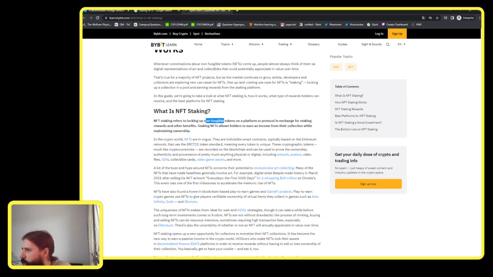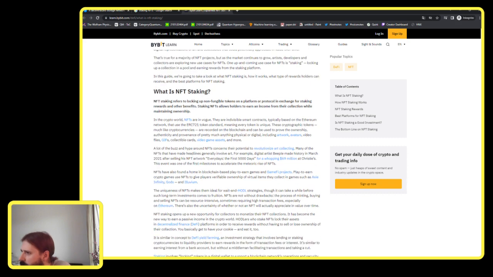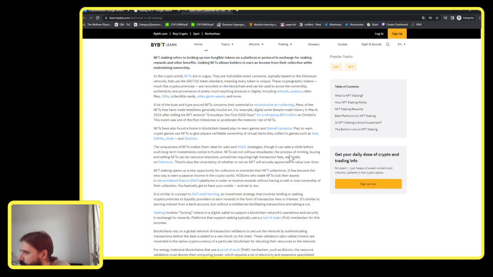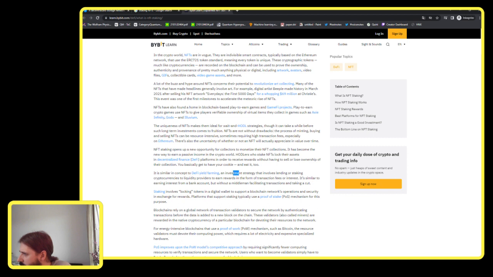Locking up non-fungible tokens on a platform in exchange for staking rewards and other benefits allows holders to earn an income from their collectibles while maintaining ownership. But what do they do with these NFTs, the platform, right? You lock tokens in a digital wallet to support a blockchain network's operations and security in exchange for rewards.